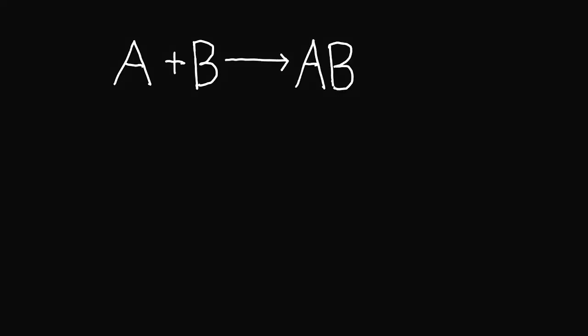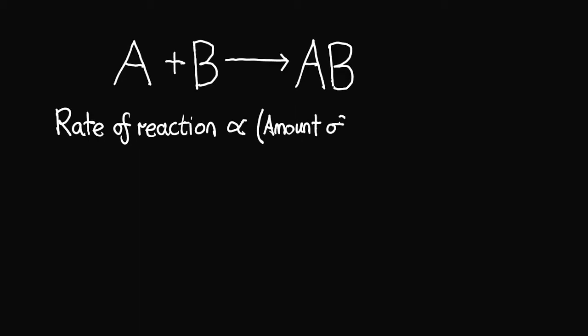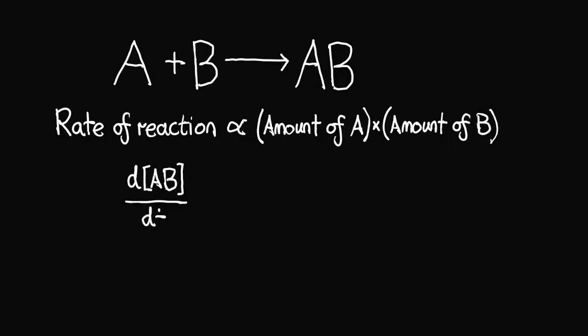So we take a standard chemical reaction, A plus B gives some combined thing, AB. Then the law of mass action tells you that the rate of reaction is proportional to the amount of A multiplied by the amount of B. The rate of reaction is the rate that AB is being produced, so that's given by the derivative with respect to time of the amount of AB. Therefore, d[AB]/dt equals k[A][B].